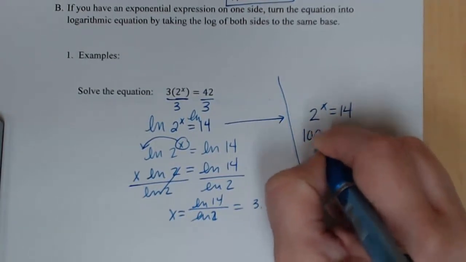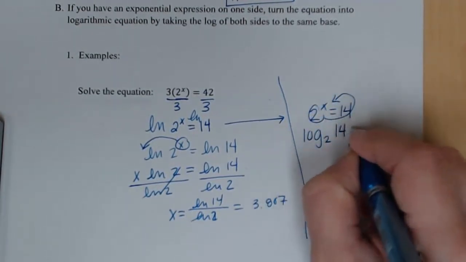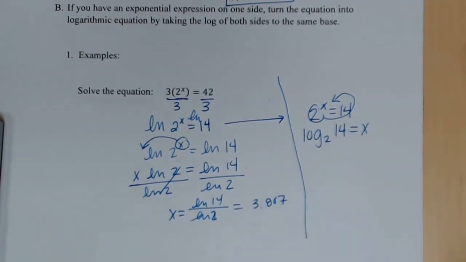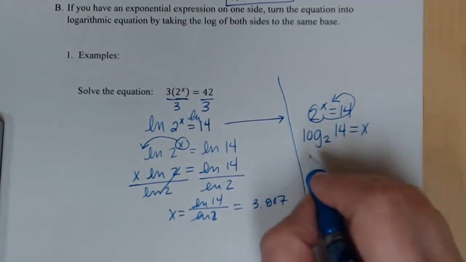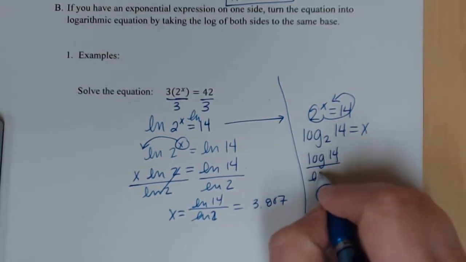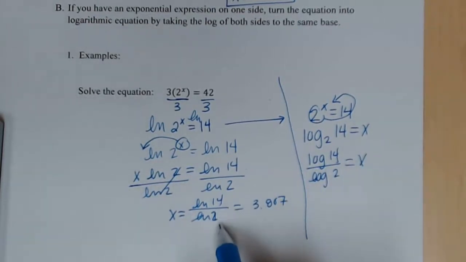So I'm going to say log, we're going to do the snail method again. Log base 2 of 14 is equal to x. All right, I got x by itself. But my calculator won't do log base 2 of 14. So now we have to go back to our change of base formula. And so I'm going to say log of 14 divided by log of 2. But look, ln of 14 divided by ln of 2.